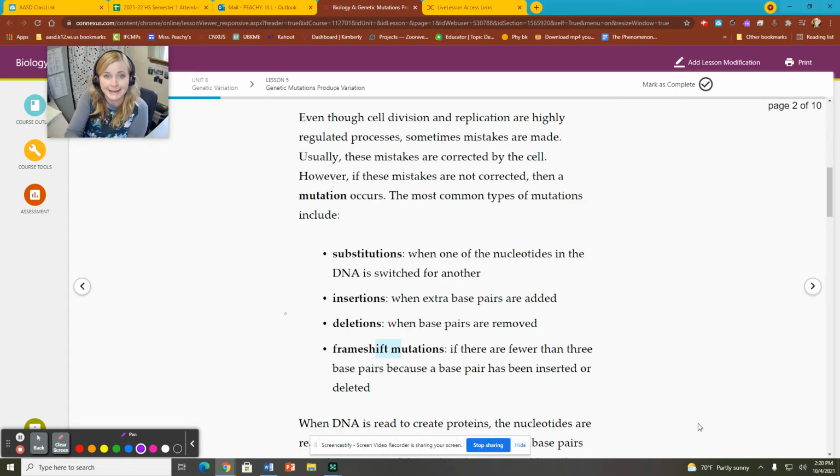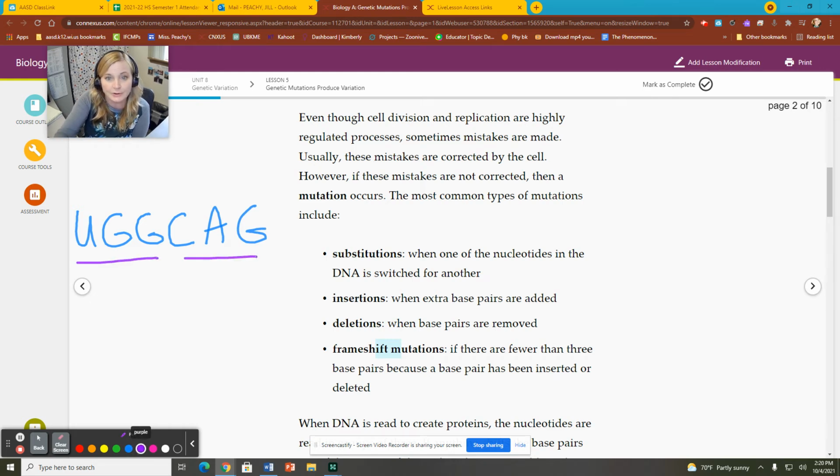So DNA is transcribed into messenger RNA, which is then read and translated into an amino acid. And every messenger RNA strand is read 3 bases at a time, right? So if the messenger RNA strand is supposed to be U, G, G, C, A, G, it's going to be read like that. That's one amino acid, that's another amino acid. If we add one in the middle, U, G, G, G, C, A, G, suddenly it's going to be read like this. Oops.